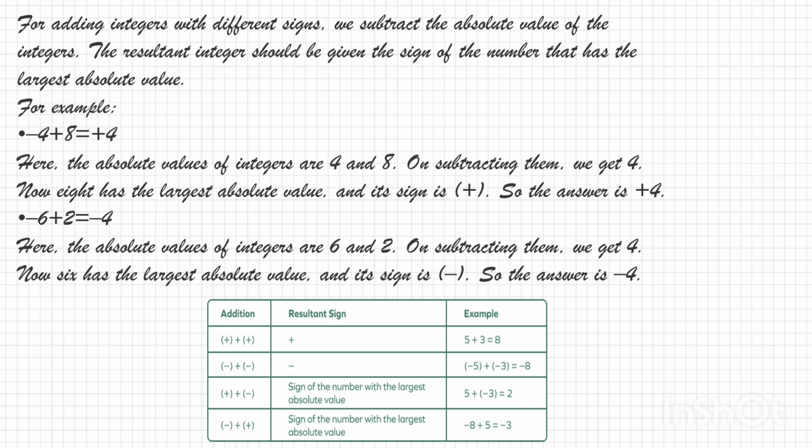Here the absolute values of integers are 4 and 8. On subtracting them we get 4. Now 8 has the largest absolute value and its sign is plus. So the answer is plus 4.